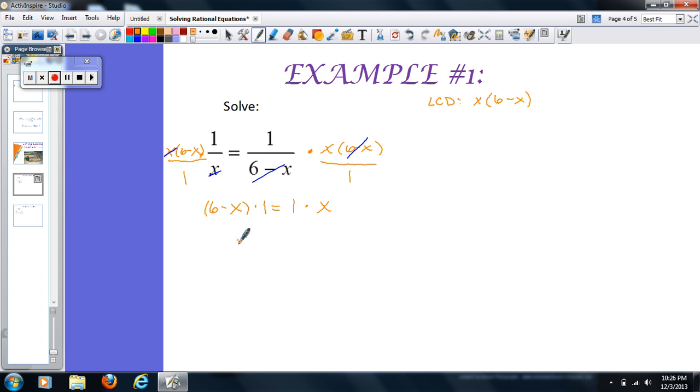And now I'm able to solve. This is 6 minus x equals x. I'm going to add x to both sides. I get 6 equals 2x. Divide by 2, and I get x equals 3. And if you want to check it, you can: 1 over 3 equals 1 over 6 minus 3. Well, 6 minus 3 is 3. So this would be true.